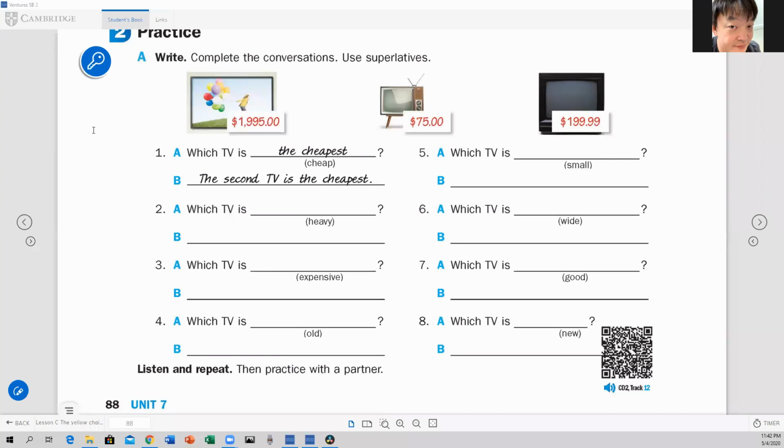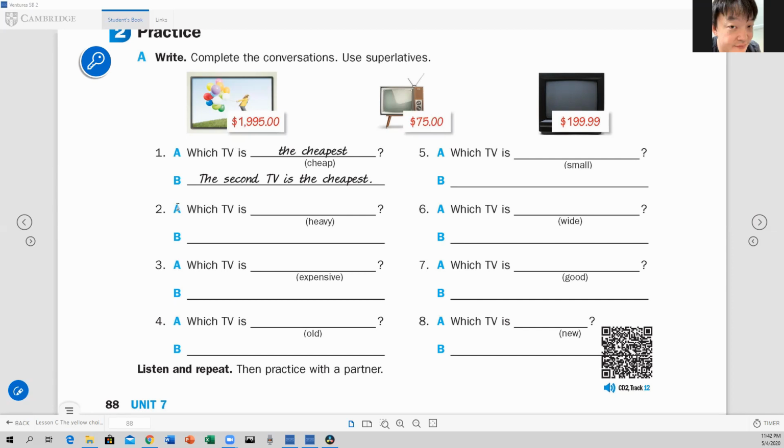So now the exercise is asking us to complete the conversations using the superlatives. We have some information here on the top. You have three types of TVs, three different prices. So based on these pictures, now we're gonna complete these conversations here, okay? So see the example, conversation number one. Which TV is cheap? Then the cheapest. The answer is you have the first TV, the second TV, and the third TV. So the second TV is the cheapest because you have the price tag here.